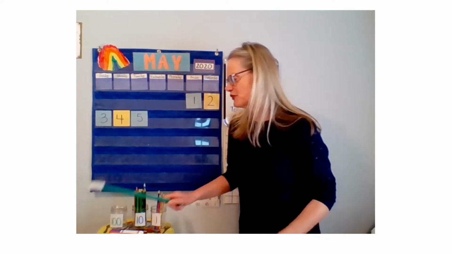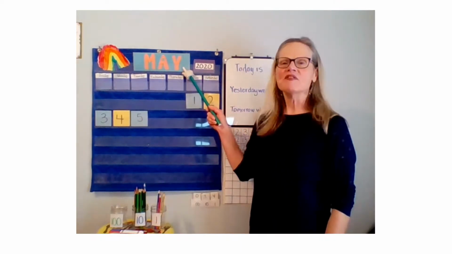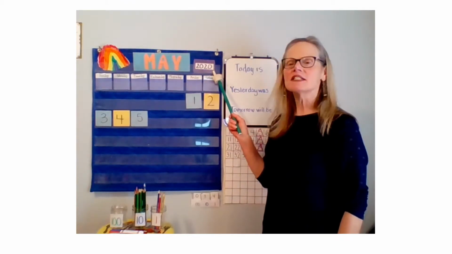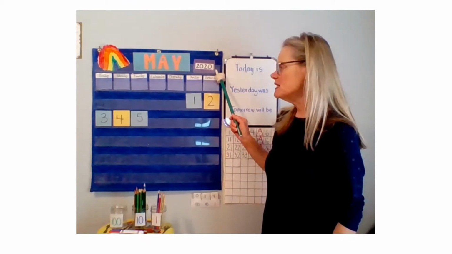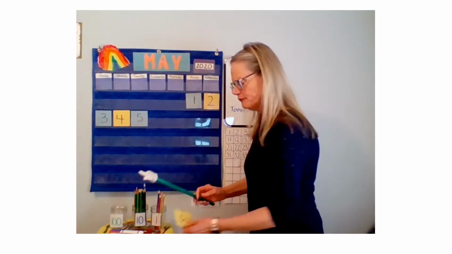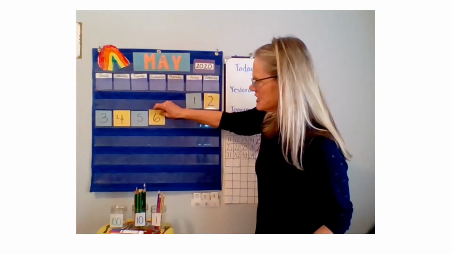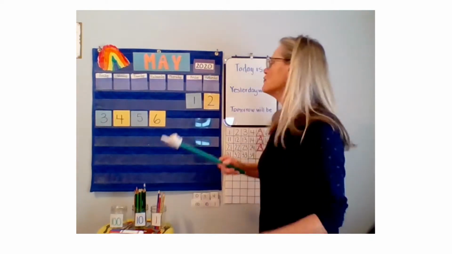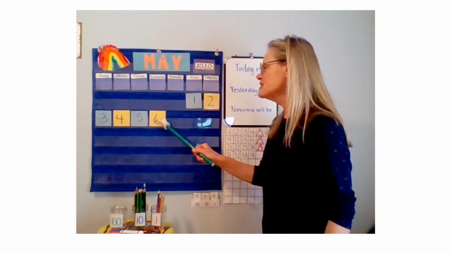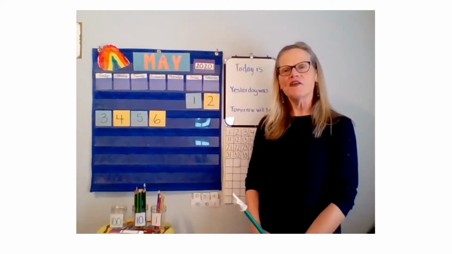Let's do the calendar. The name of the month is May, and the year is 2020. If yesterday was the 5th, what's today? That's right, it's the 6th. Let's count. 1, 2, 3, 4, 5, 6. Now we'll figure out the days of the week.